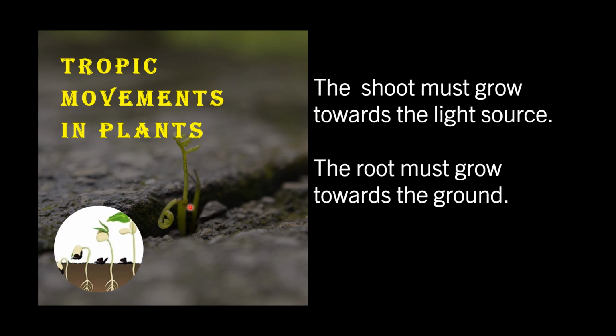Shoot must grow towards the light source. That is above the ground. Always shoot must grow towards the light source. That is also a type of tropic movement. In the first case, light is the stimulus. In the second case, root must grow towards the ground, and gravity is the stimulus.